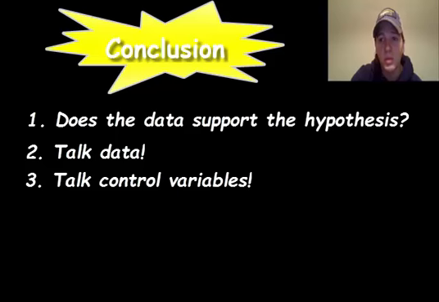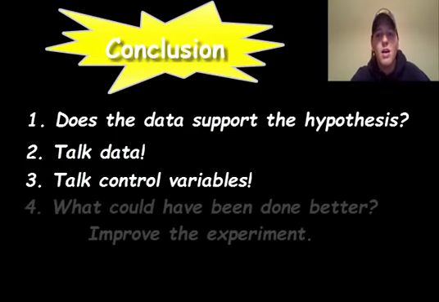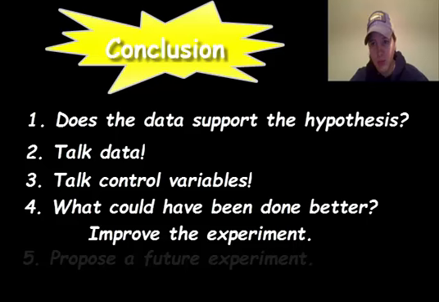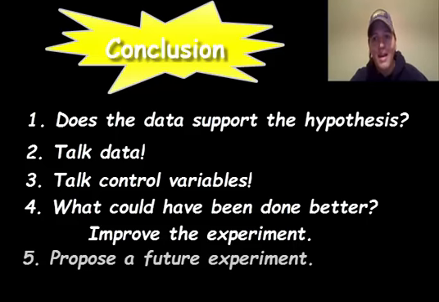Talk about control variables. It's how other scientists know that you took into account that your experiment only changes the two variables. Finally, talk about what could have been done better. We're humans. Mistakes happen. There's ways to improve every experiment. Just talk about them. And finally, propose a future experiment. No scientist is one and done. I've done an experiment, I'm done, I've gotten everything I need to know. There's always a future question to move on to and to work with.